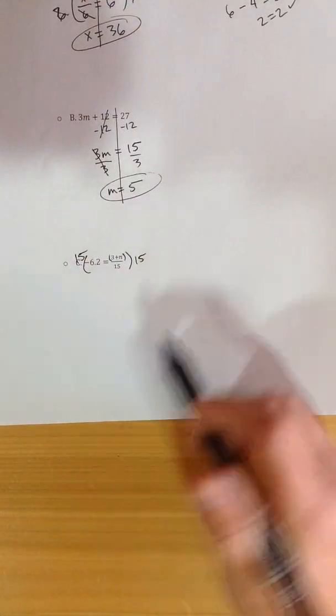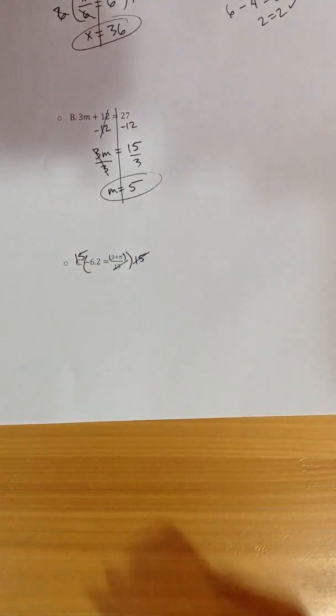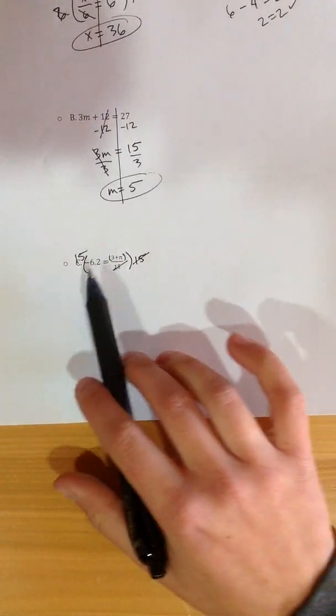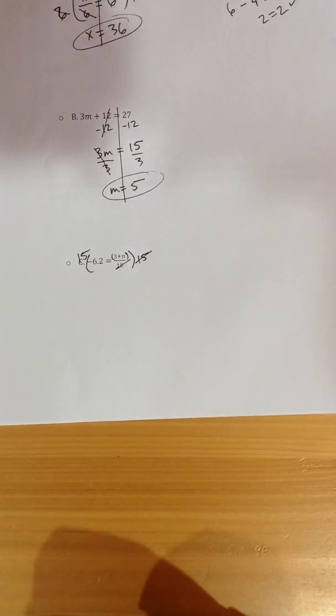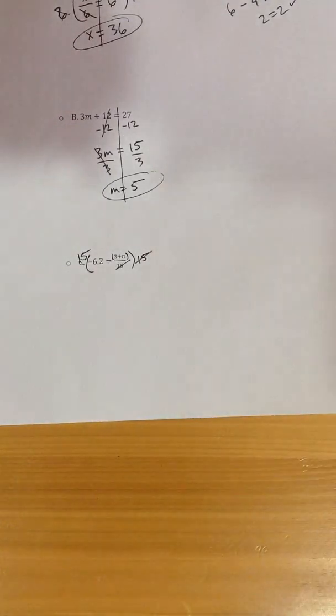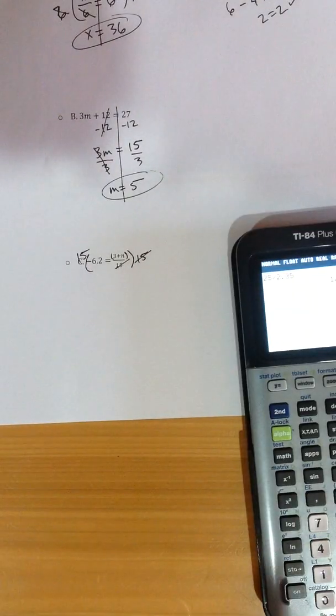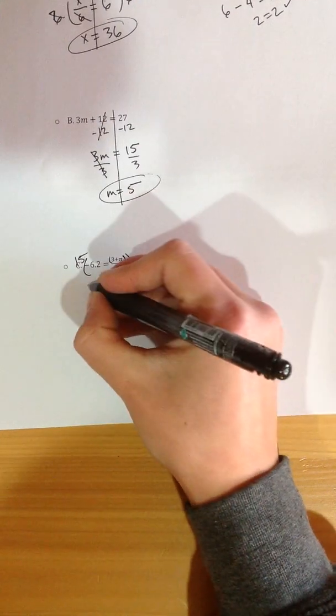Because now if I multiply by 15 here, that's going to go away and that's going to go away. I can only do the division or multiplication first if this part's in parentheses or if it's a big fraction like that. Then I'm going to take 15 times negative 6.2, which I'm going to have to use my calculator. 15 times negative 6.2, which is negative 93.